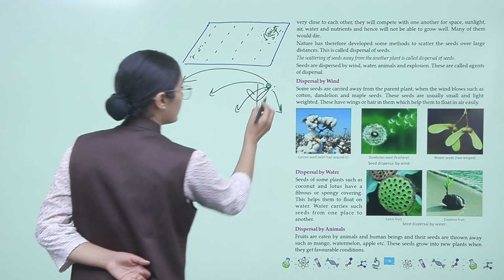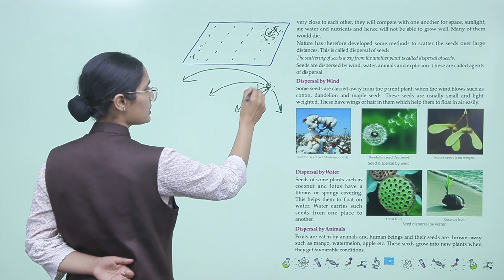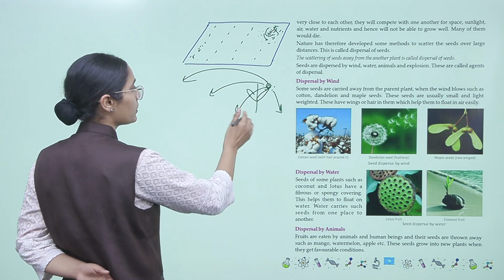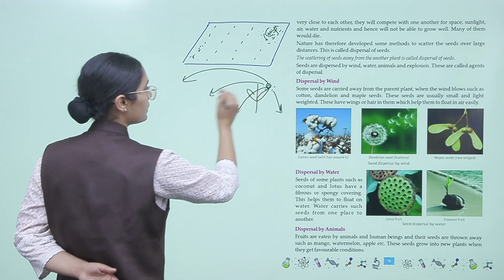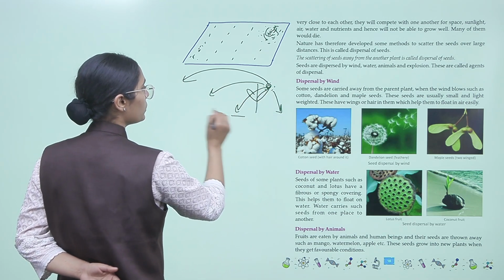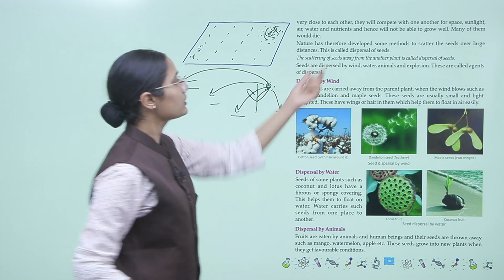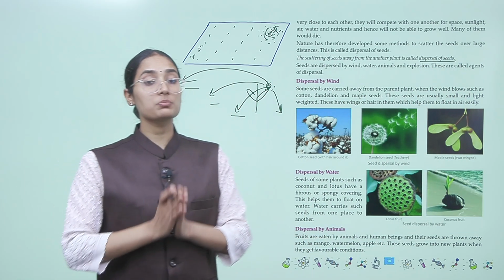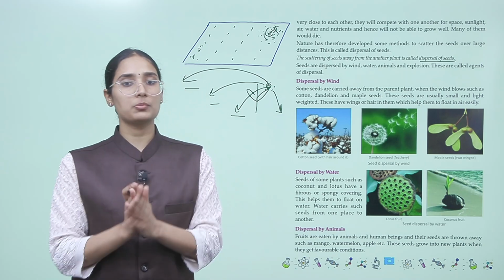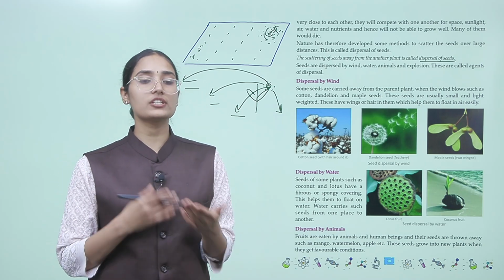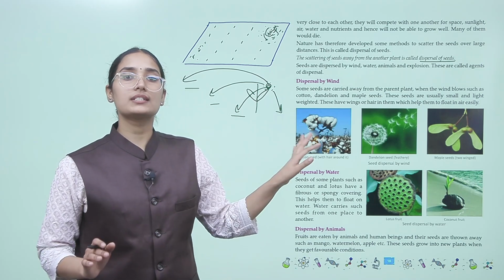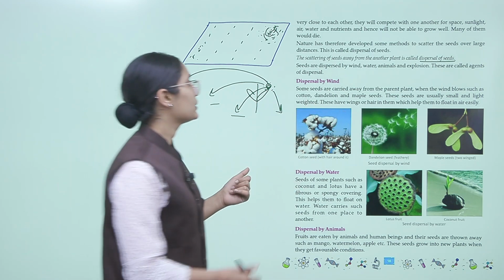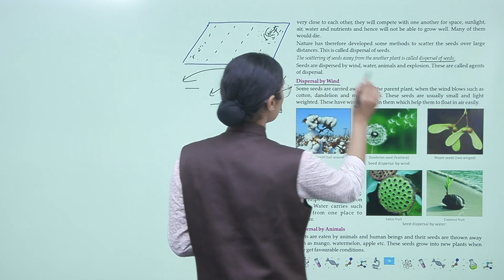So this is the plant where seeds were grown, right? But the spreading to different places is called dispersal of seeds, okay? Seeds are dispersed by wind, water, animals and explosion. They are called agents of dispersal. So nature has designed ways. What are those ways? Let's study that. What are the ways of dispersal?